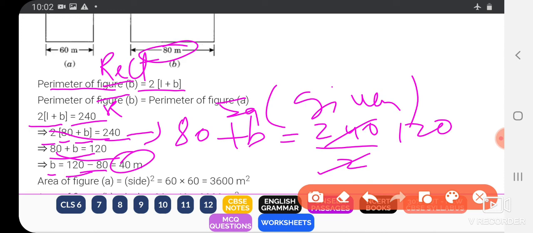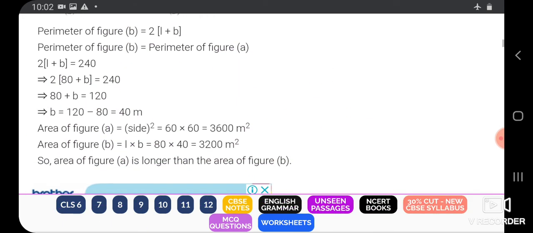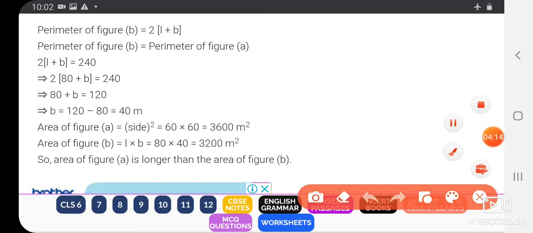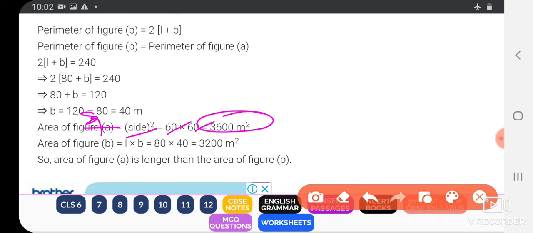So we know the area of rectangle is length into breadth. First we'll find the area of square. Area of figure 1, in place of figure 1 you write square, equals side square, that is side into side. So 60 into 60, that is 3600 meter square. Then area of figure 2, you write rectangle, the formula is length into breadth, that is 80 into 40, that is 3200.